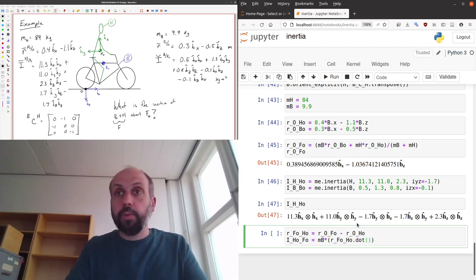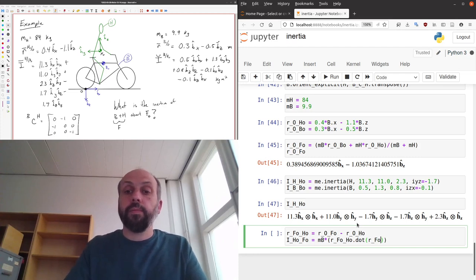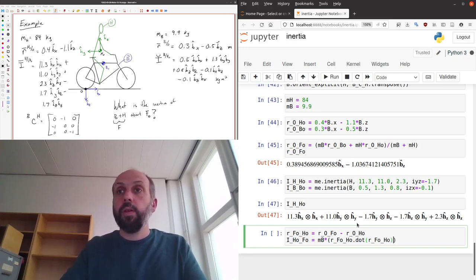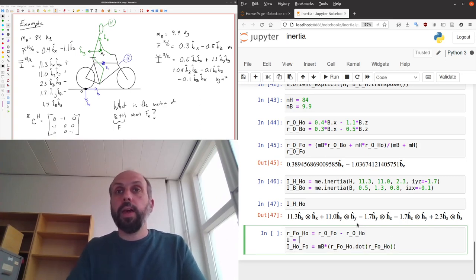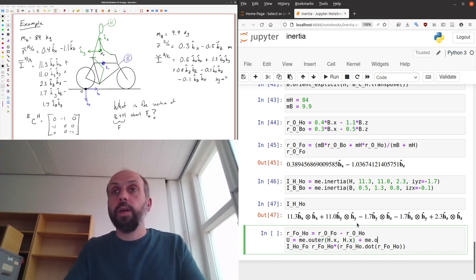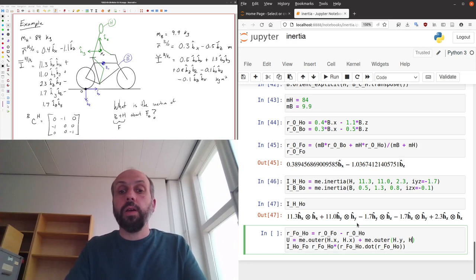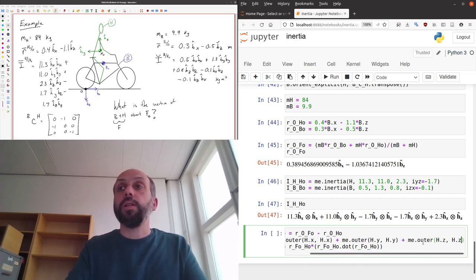Maybe the easiest is just the dot product. Take the dot product. We're going to need a unit dyadic. So we need that outer product of h dot x with h dot x, plus e dot outer product of h dot y with h dot y, plus e dot outer product of h dot z with h dot z.